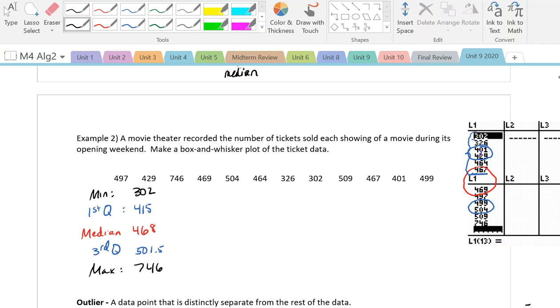So this is what's called a 5-number summary. It's outlining from the minimum to the maximum and our 3 quartiles: the first quartile, the median, and the third quartile.